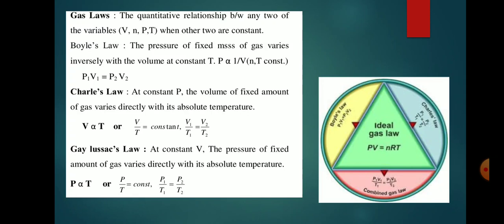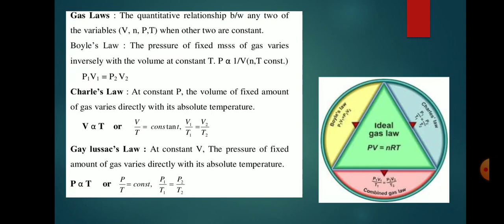Charles' law. At constant pressure, the volume of fixed amount of gas varies directly with its absolute temperature, that is, V is directly proportional to T, or V by T is equal to constant. V1 by T1 is equal to V2 by T2.